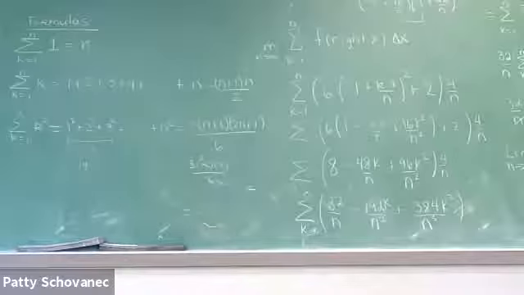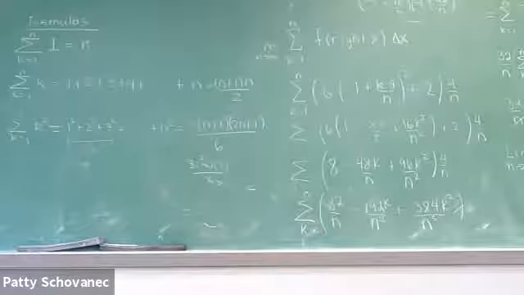Let's see if 6 goes into here. 6 times 6 is 36. That leaves me 24. 6 times 4 is 24. All right, I'm going to cancel one of these n's, and that leaves me an n squared. And so I have n plus 1, 2n plus 1 over n squared.